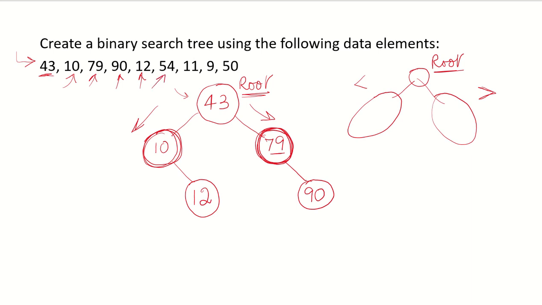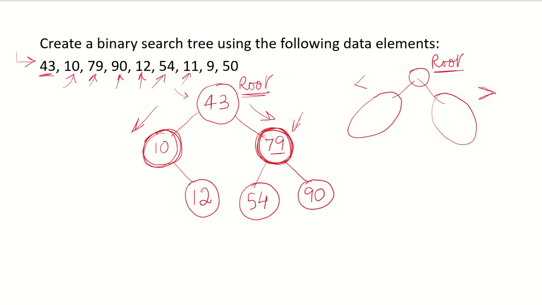Next element is 54. Compare it with 43. 54 is greater than 43, so it will go to the right side. We compare it with 79. 54 is less than 79, so it will belong to the left subtree of 79. So 54 is added as a node in the left subtree of 79.